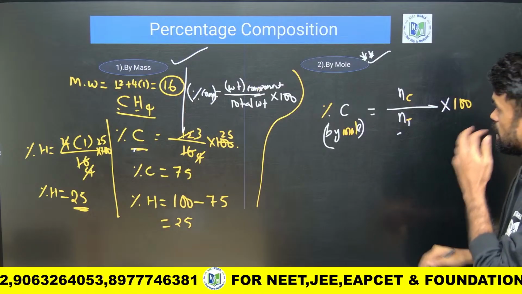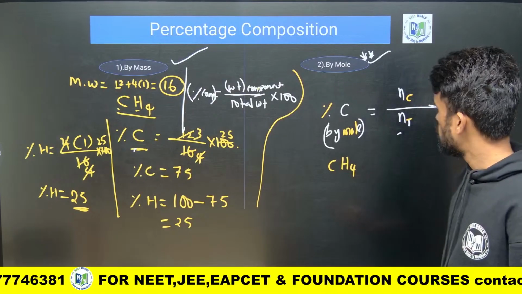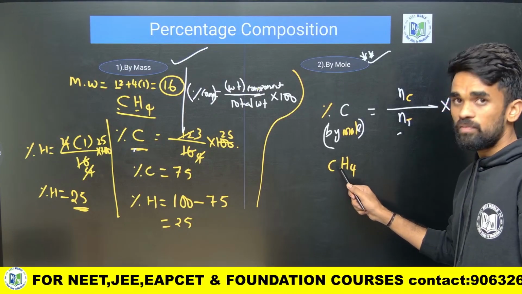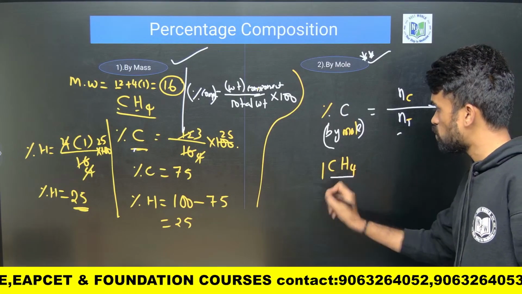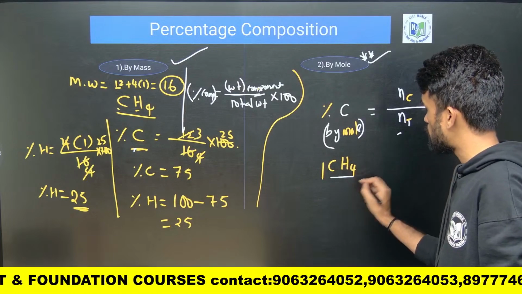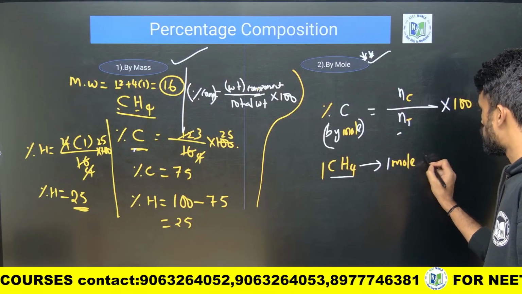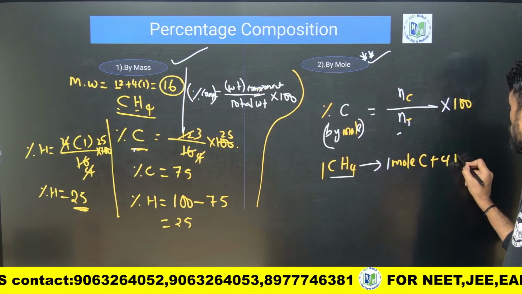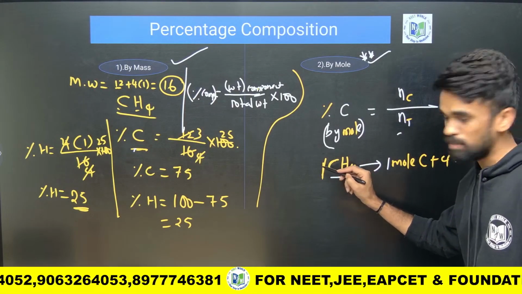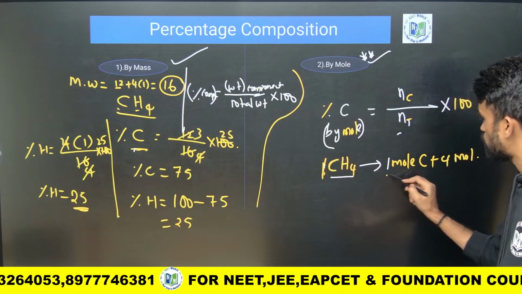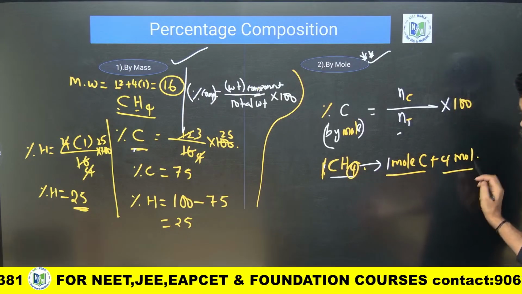So now here let us say same unit we will take. In methane, percentage of carbon by mole I am asking. So it means in 1 mole of methane, how many moles of carbon will be there? 1 mole of methane contains 1 mole of carbon and 4 moles of hydrogen, because in one formula unit we have 1 carbon. So similarly 1 mole of methane will contain 1 mole of carbon and 1 mole of methane will be containing 4 moles of hydrogen.